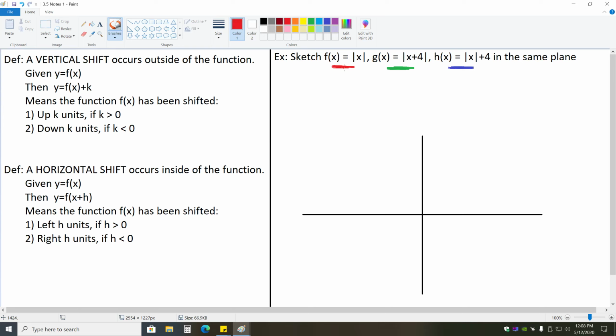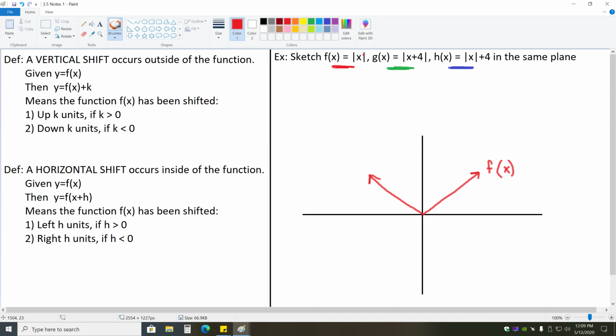So f of x is our parent function. It's the standard function with nothing being added, subtracted, or multiplied to it. So what does the absolute value of x look like? Well, hopefully this is something that you've seen in the past. It's just a V shape. You could quickly check this by just plotting a few points, but this is one of our standard graphs. It just looks like a parabola, but instead of a U, it's a V. So we'll go ahead and label this f of x.